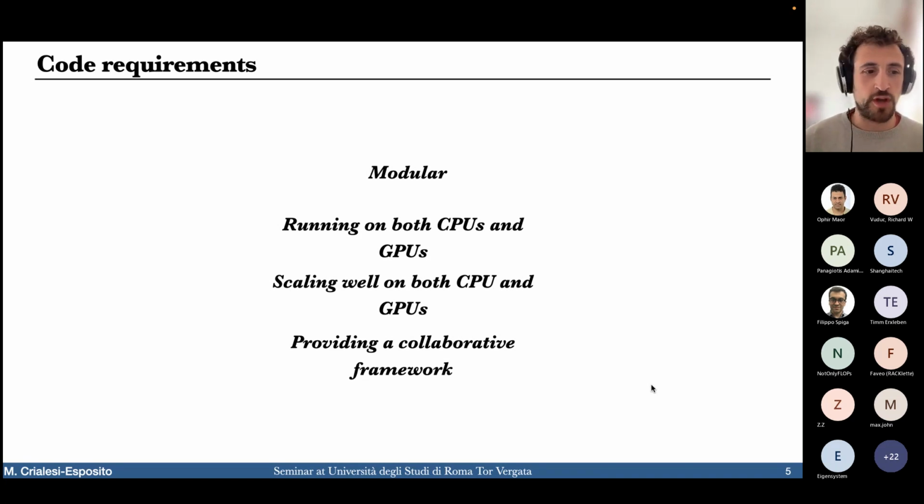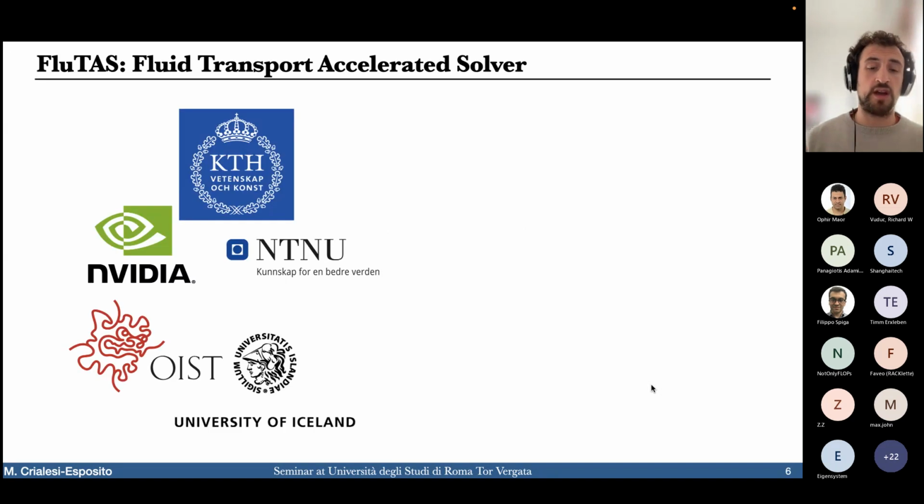Nobody is able to develop very difficult or complex codes, or do huge physics, on their own. It comes from an international, usually collaborative effort, and therefore the code that you're using and the code that you're proposing to collaborate on has to be as flexible as possible and has to be easy for your collaborators to work on. So in this framework, we actually wrote the code FluTAS, which was a collaboration between KTH, NVIDIA, NTNU in Norway, OIST in Japan, University of Iceland, and right now there are several others participating in this, but those are the regional parts of this consortium.